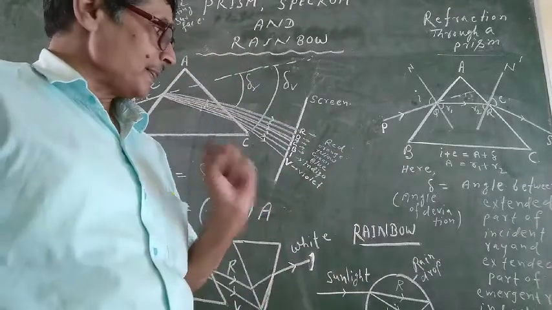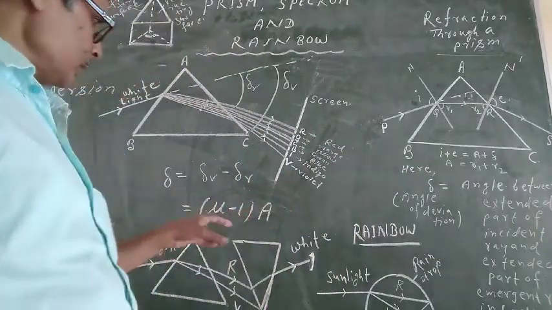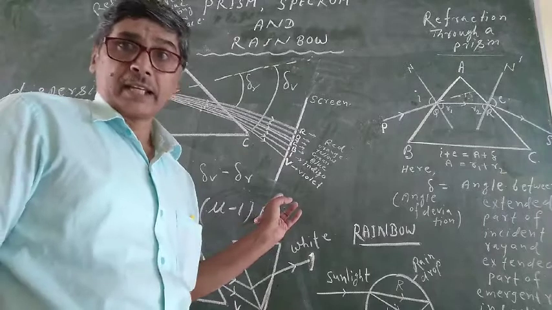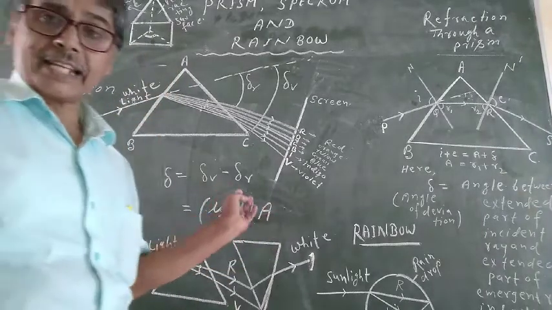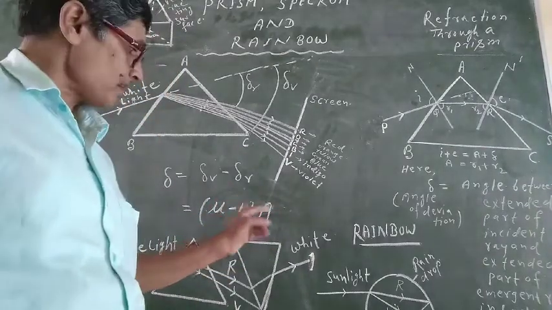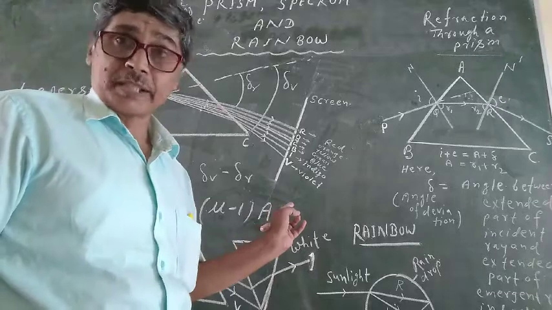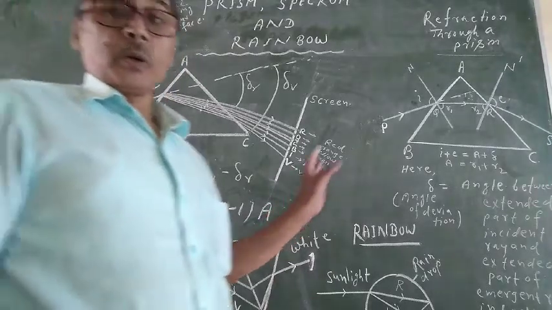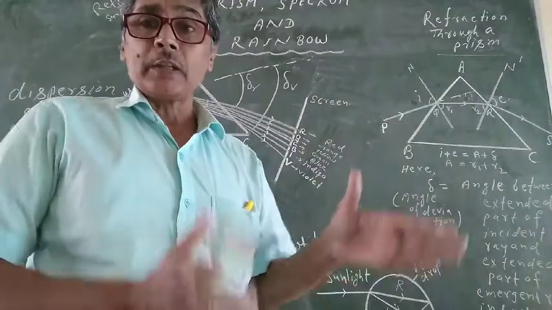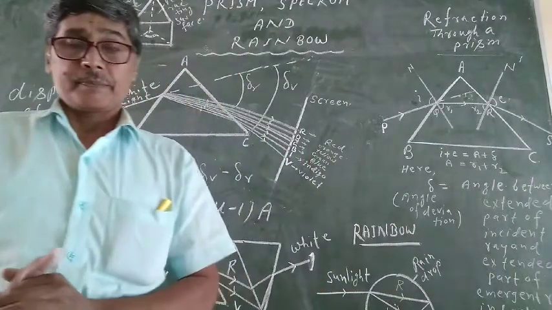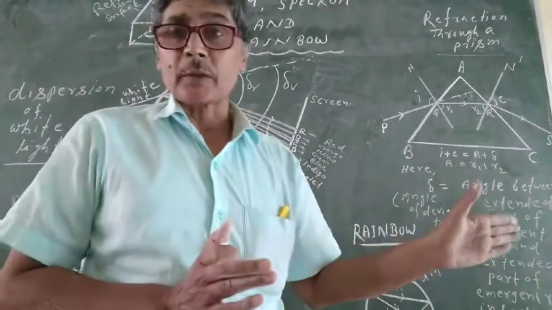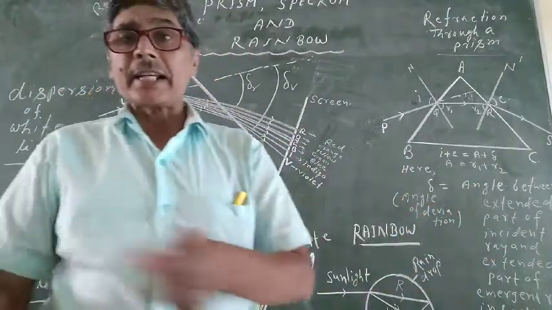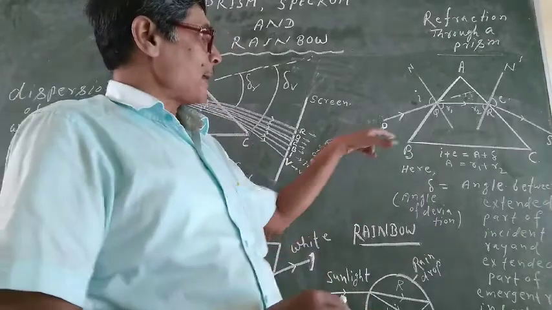It can be expressed as delta equals (mu minus 1) times A, where mu is the refractive index of the material of the prism, and A is the angle of the prism. So the angle of deviation is the angle formed between the extended part of the incident ray and the extended part of the emergent ray in the backward direction.